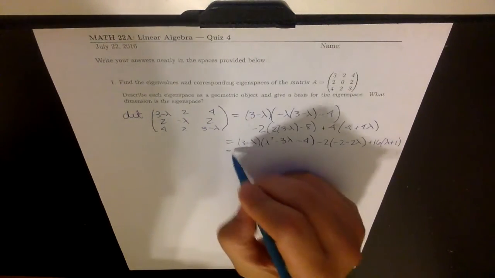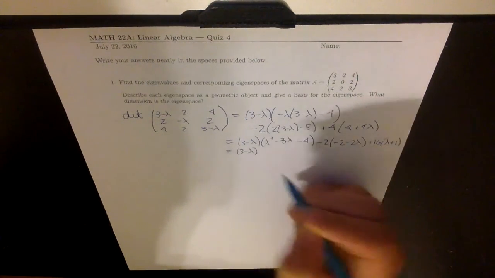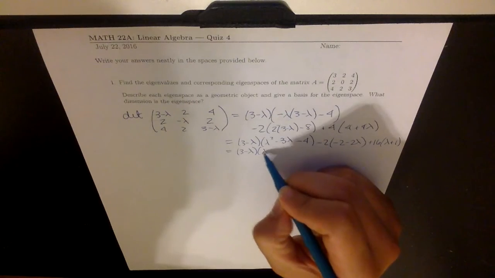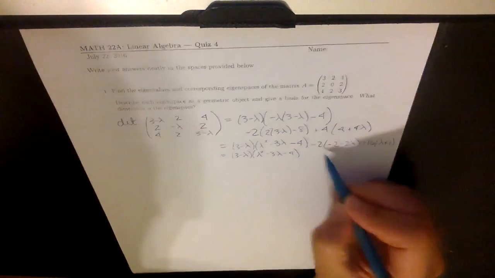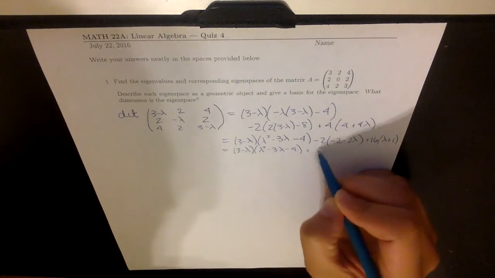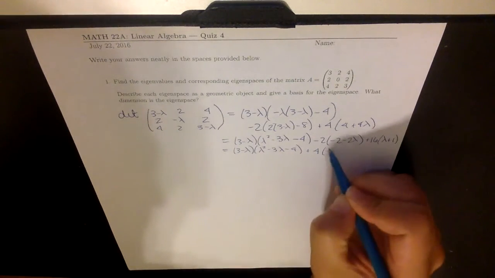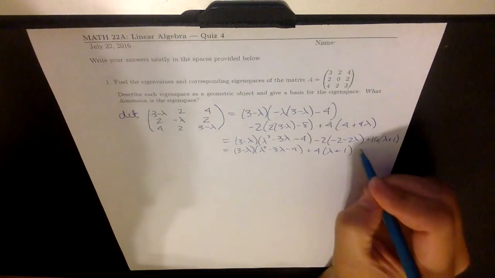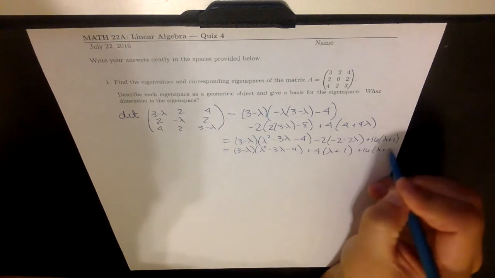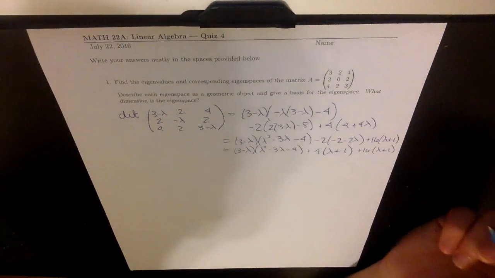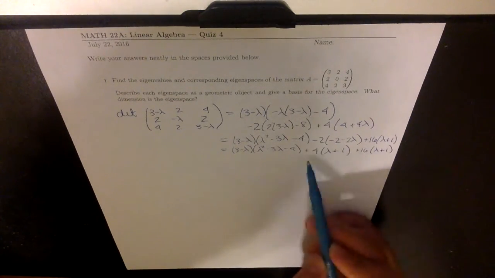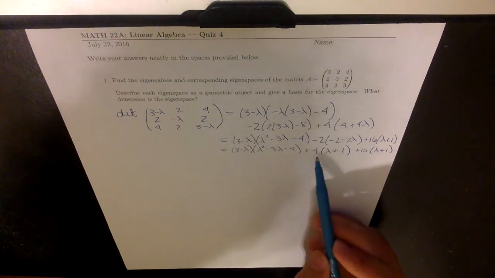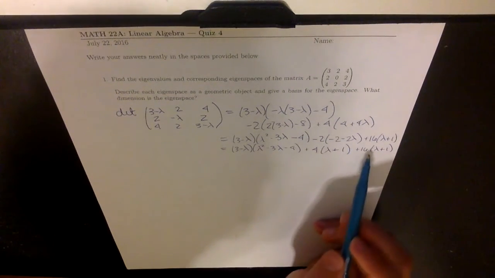Okay, I'm going to do one more step of simplification. I get 3 minus lambda times lambda squared minus 3 lambda minus 4. Now here I'm going to factor out a minus 2. So I get a plus 4 lambda plus 1 plus 16 lambda plus 1. Now I don't want to simplify too much. These things obviously I can add because they're just copies of the same binomial.